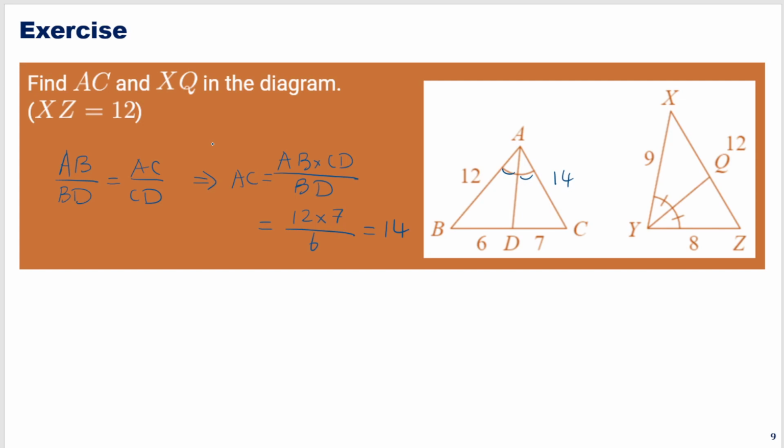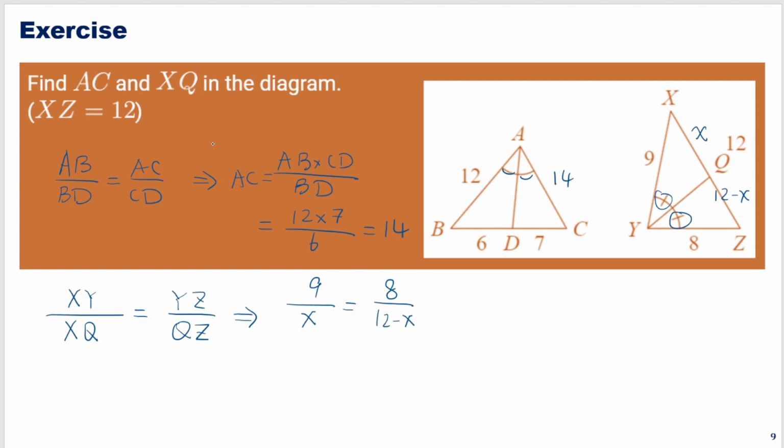Okay, if you want to find XQ, we don't know the length, so let it be X, right? Therefore, QZ must equal 12 minus X, right? Again, if you have this angle equals this angle here, then according to the angle bisector theorem, we should have XY over XQ equals YZ over QZ. And XY is 9, XQ is X, YZ is 8, and QZ is 12 minus X. So we have an equation in terms of X.